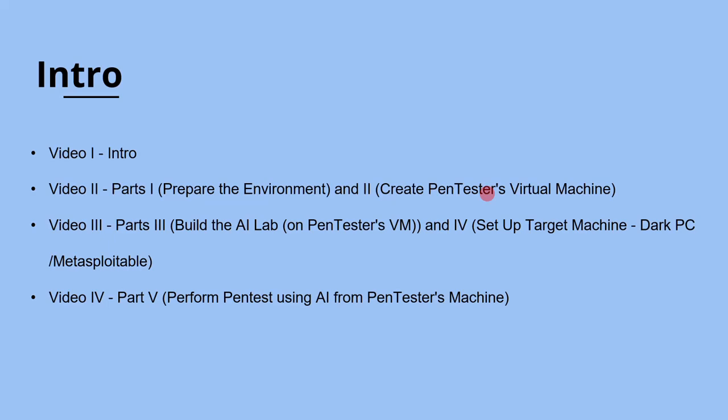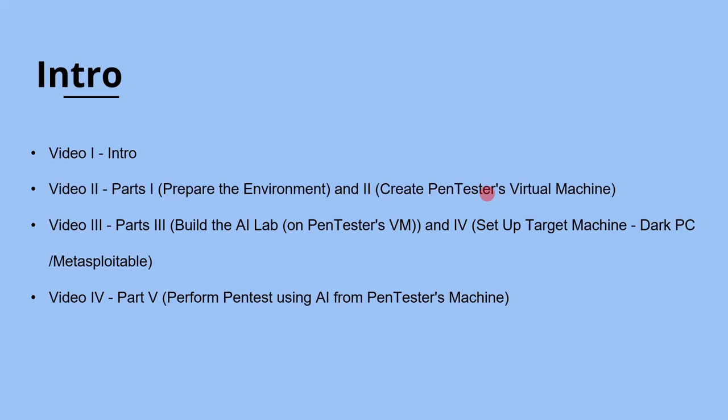So in part 1, I have demonstrated how to prepare the environment for the experiment. And then in part 2, I've demonstrated how to create your virtual machine, the pen tester's virtual machine. And then in the third video, I've covered part 3 and 4 of the training. So in part 3, I've covered how to build the AI lab for pen testing, the AI lab on the pen tester's VM.